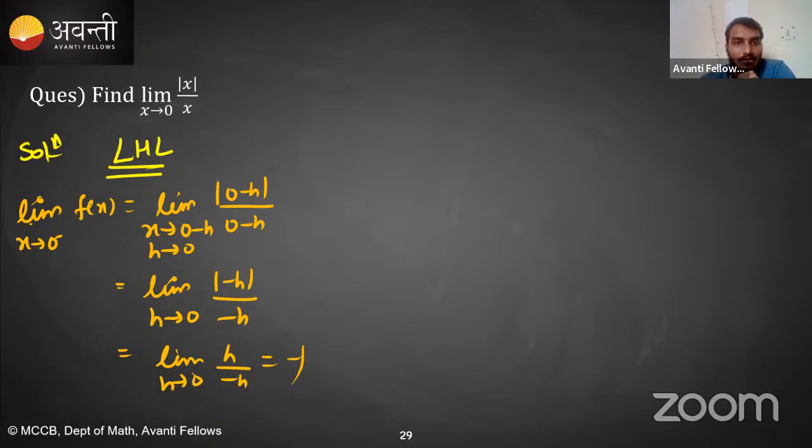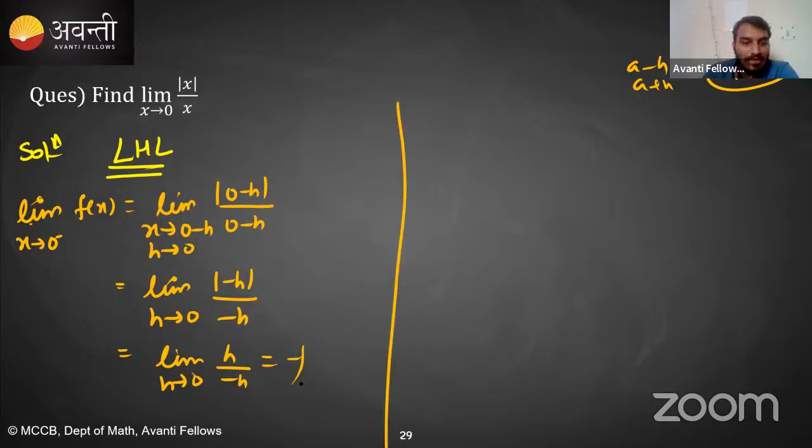Clear? So whenever, students, we are taking a minus h, a plus h, here h is a positive quantity. Okay, always remember that h is a positive small number. Okay, clear? So left hand limit, how much are we getting? -1.